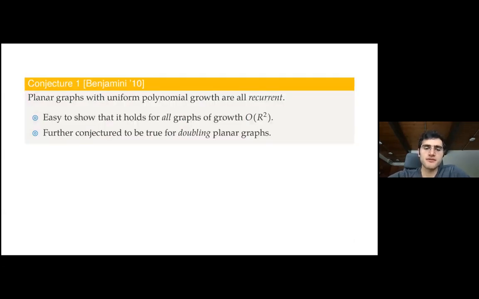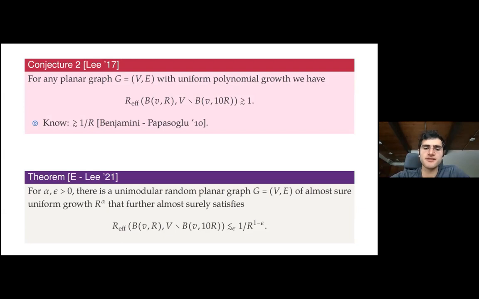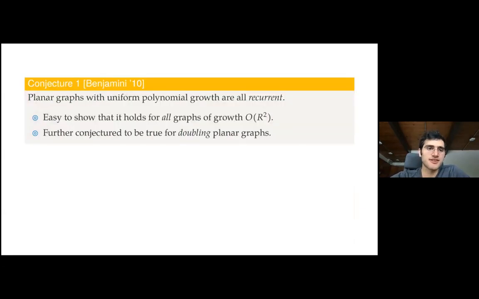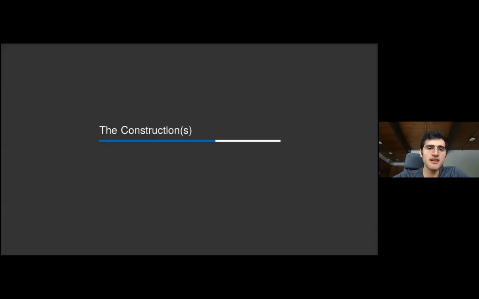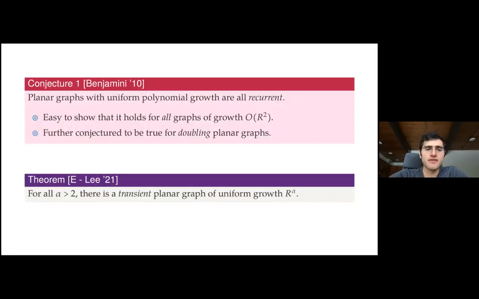So these graphs, as I said, are already recurrent. This doesn't yet disprove the conjecture of Benjamini, but we can modify our constructions to obtain a transient planar graph of uniform growth R to the alpha for any alpha greater than 2. So now let me tell you about our constructions.